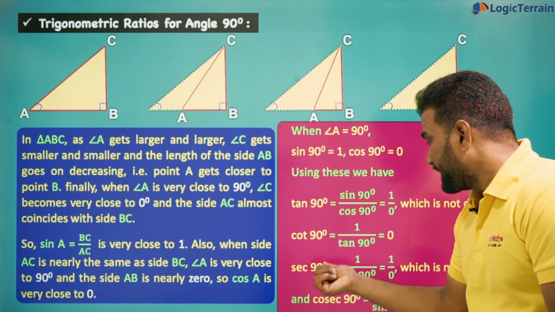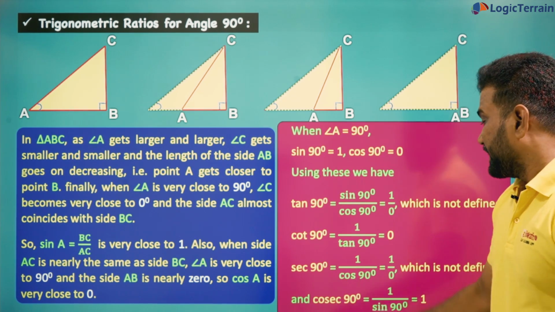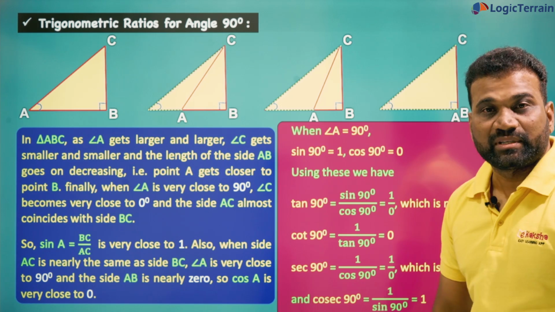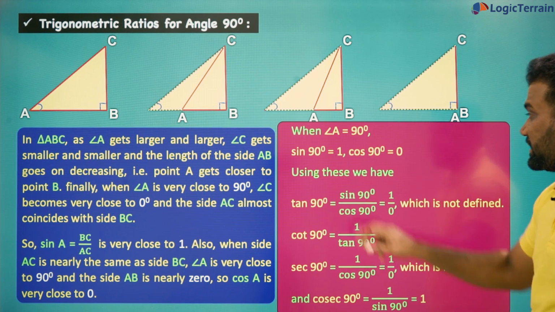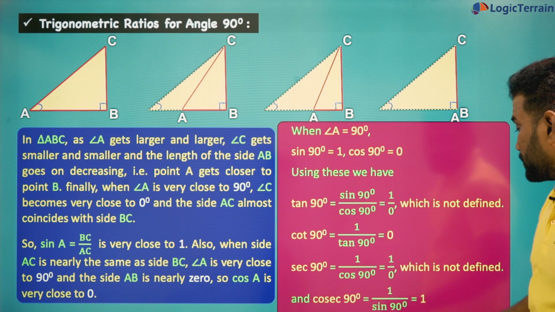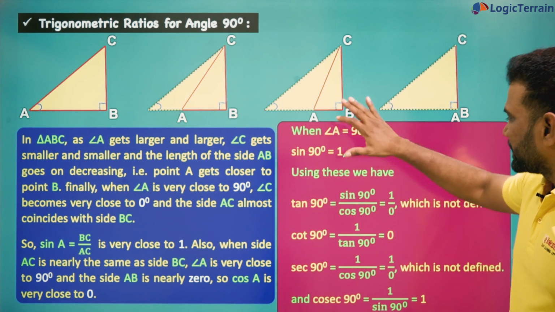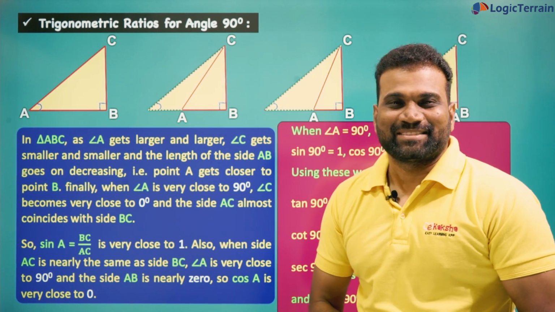So we can say secant 90 degrees value is infinity, not defined. And finally, cosecant 90 degrees. We know cosecant and sine are reciprocal to each other. So cosecant 90 degrees equals 1 over sin 90 degrees. Sin 90 degrees value is 1, so 1 over 1, whose value is 1. So these are the trigonometric ratios for angle 90 degrees.